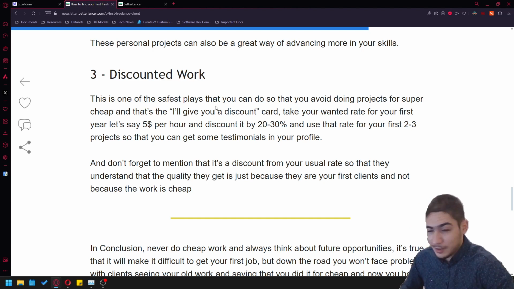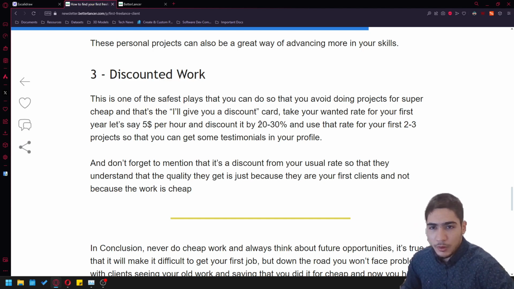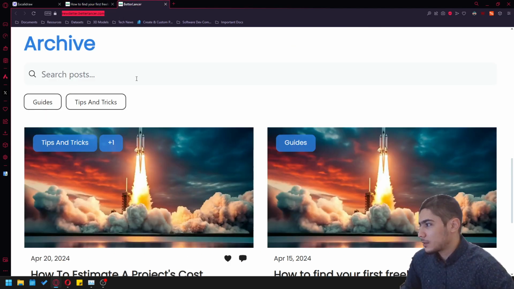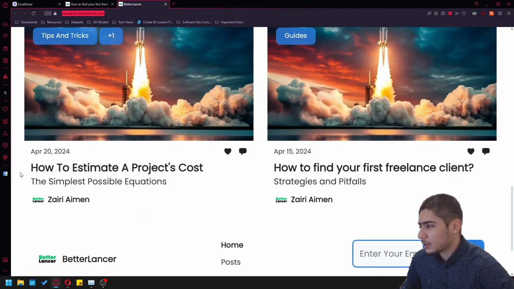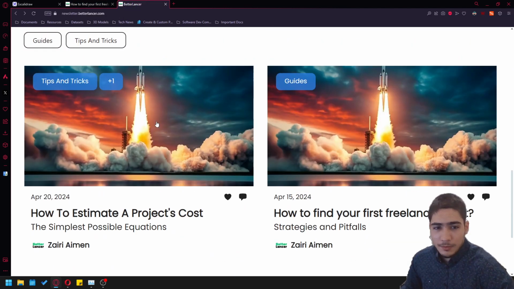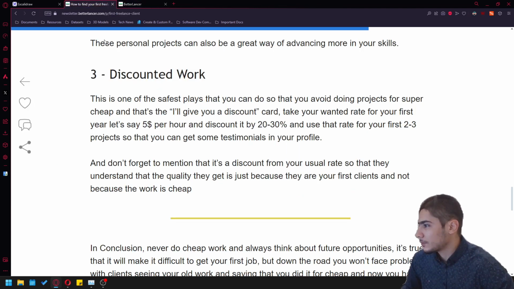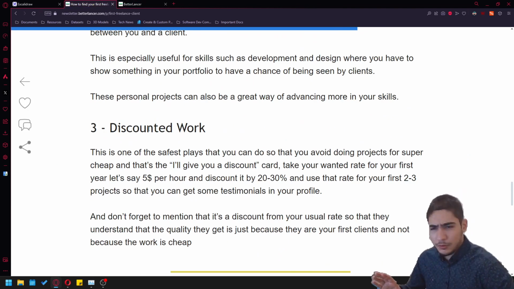Yeah, I see. I went on a rant there. Anyway, do this only for your first 2 to 3 clients, just so you can get the work, and then you start charging more. This is actually the topic for my next article. So this is how to estimate a project's cost. If you want to know how to estimate your project's cost, read that article. It's gonna be interesting. And the last one will be published on the 25th, the third entry, which will be more interesting. So technically tomorrow. So yeah, discounted work is quite obvious.